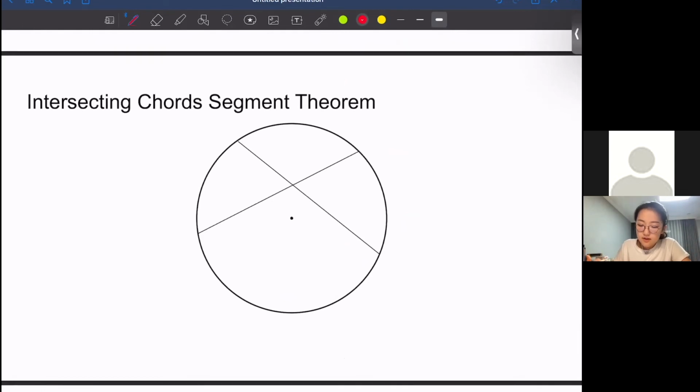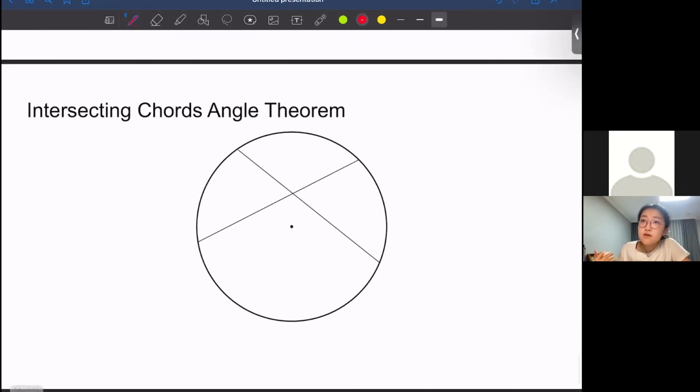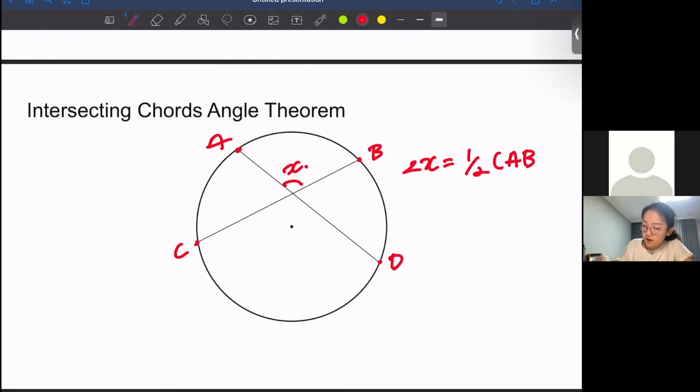And the next is the intersecting chords segment theorem. If we just put this, we can come to the conclusion that A multiplied by B equals C multiplied by D. And this states that if this is angle X, angle X is half of the sum of arc AB and arc DC.